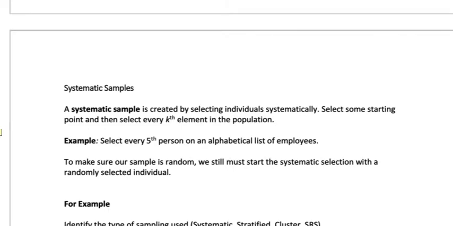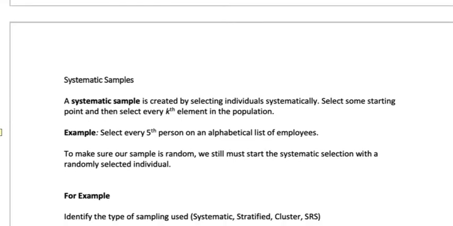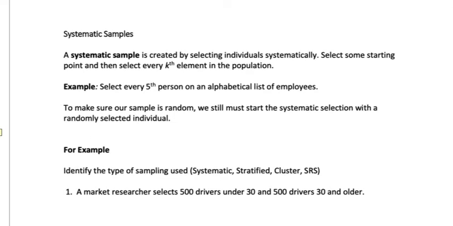And lastly, we have systematic samples. Systematic samples is when you start with a certain individual and then you choose a number to count out, and you choose every kth element in the population. So for example, selecting every 5th person on a list, or selecting every 10th person in line, or every 20th person who comes in the store, or something like that. That's called a systematic sample.